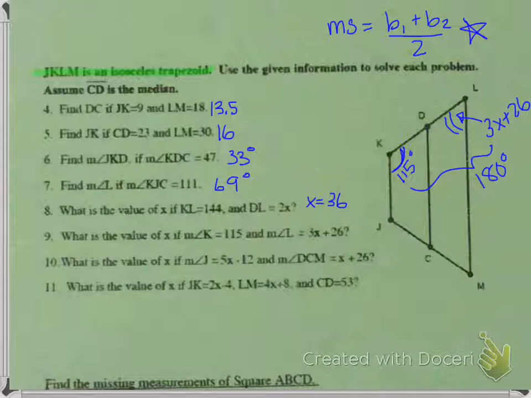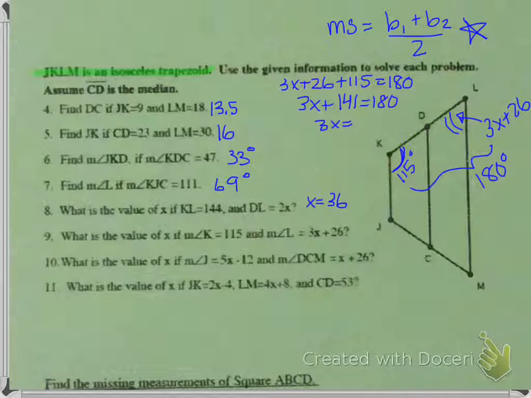So I can do 3x plus 26 plus 115 adds up to make 180. So I would get 3x plus 141 equals 180, so 3x equals 39 once I subtract, and x equals 13. So x equals 13 would be my answer here.